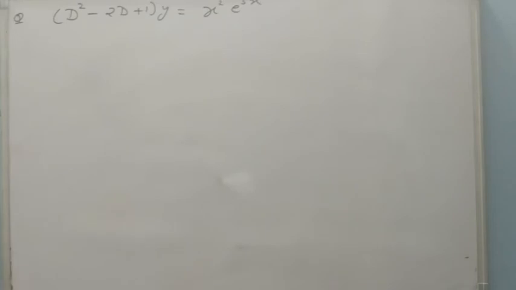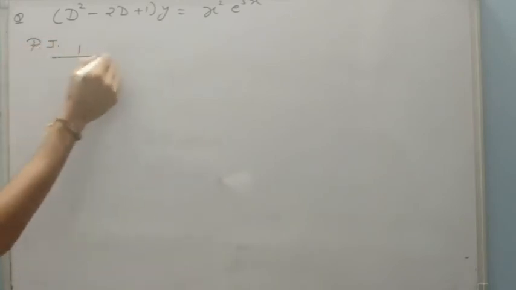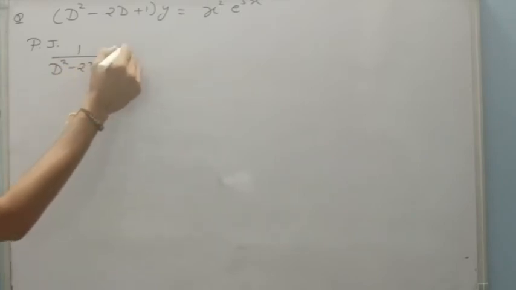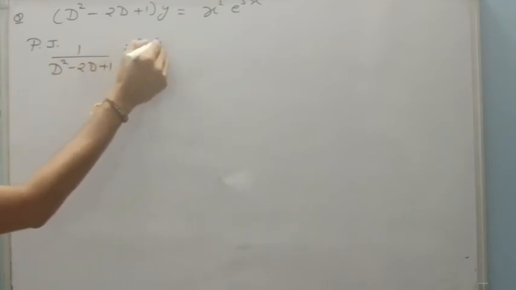Now this is a question. I have to solve it. I am just going to solve a particular integral. You know how to find the complementary function, CF. I am just going for the PI now. That is 1 upon D square minus 2D plus 1 of x square e to the power 3x.